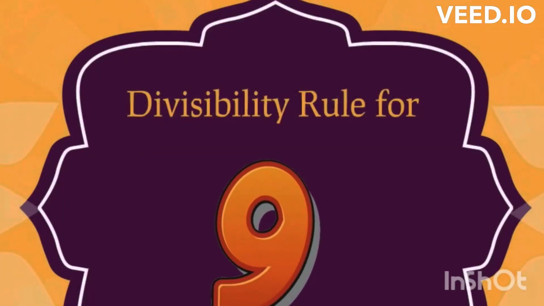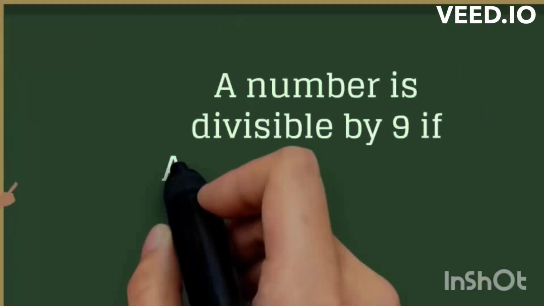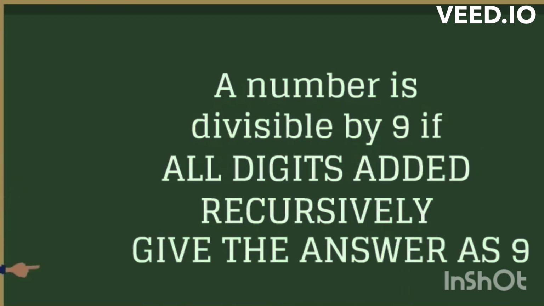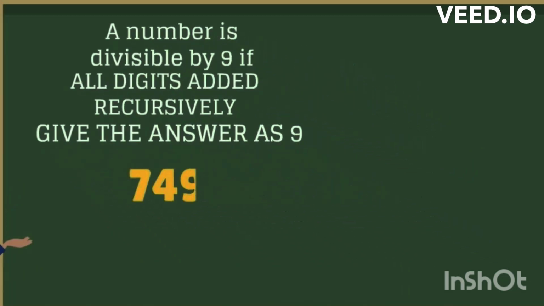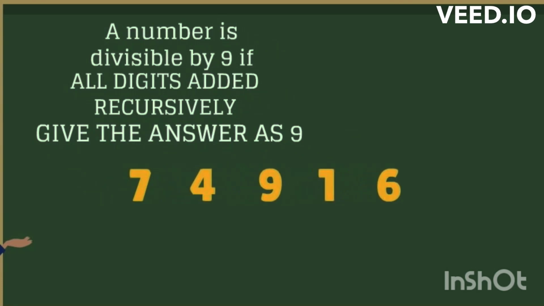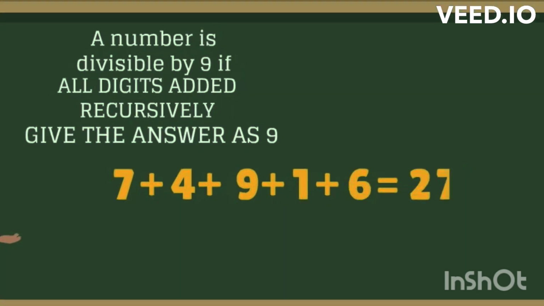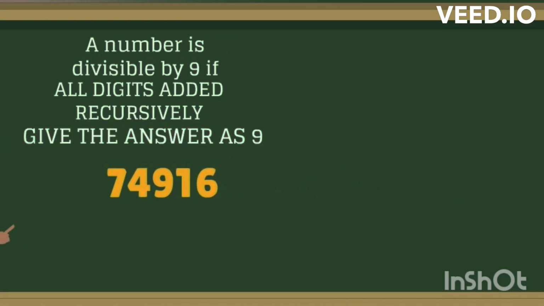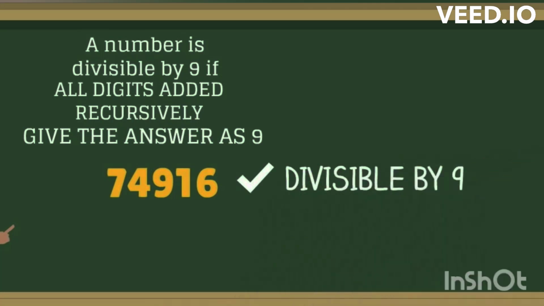Divisibility rule for 9. The divisibility rule for 9 is interesting. Here you keep adding digits recursively and if you get the number 9 itself, that means the number is divisible by 9. Take this big number, 74,916. Adding all its digits gets 27. Add 2 and 7 and you get 9. So 74,916 is divisible by 9.